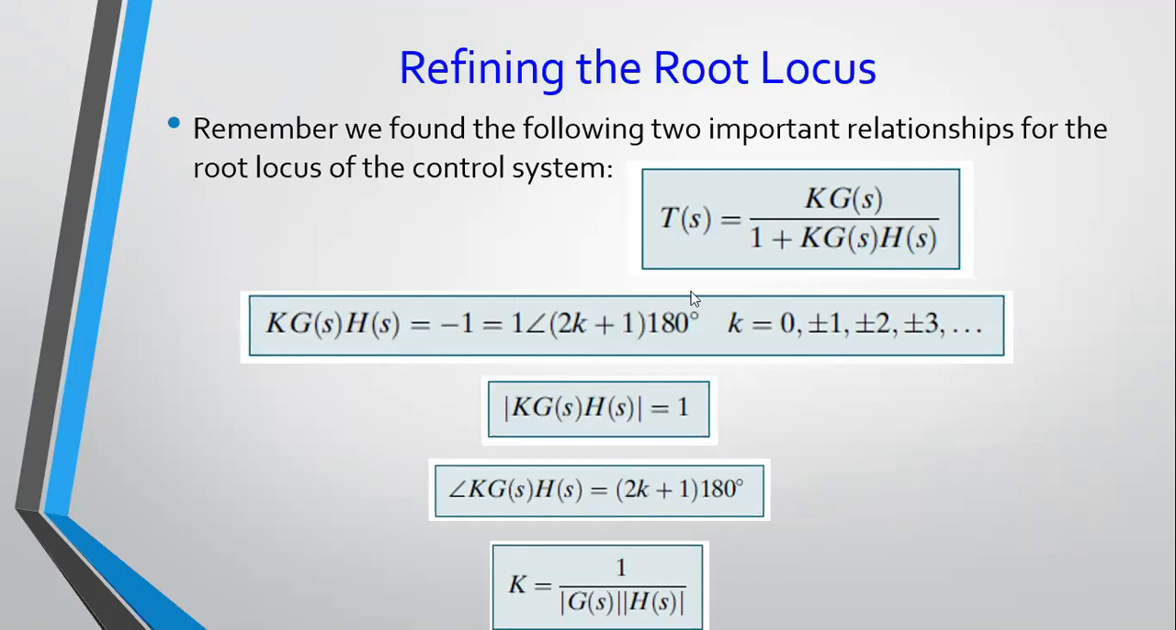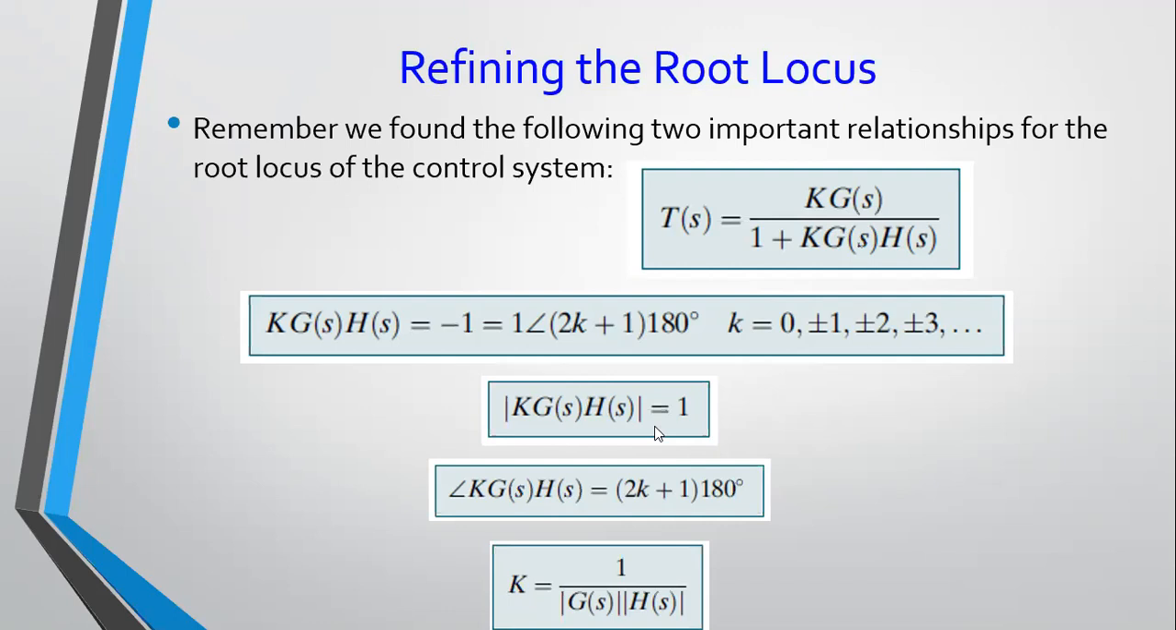So this is where we got that fundamental relationship where the magnitude of your kGH should be equal to 1, and the angle should be an odd multiple of 180 degrees, because -1 is to the left of the origin, so its angle is always plus or minus 180 degrees, or an odd multiple of 180 degrees. So these are the two fundamental relationships.